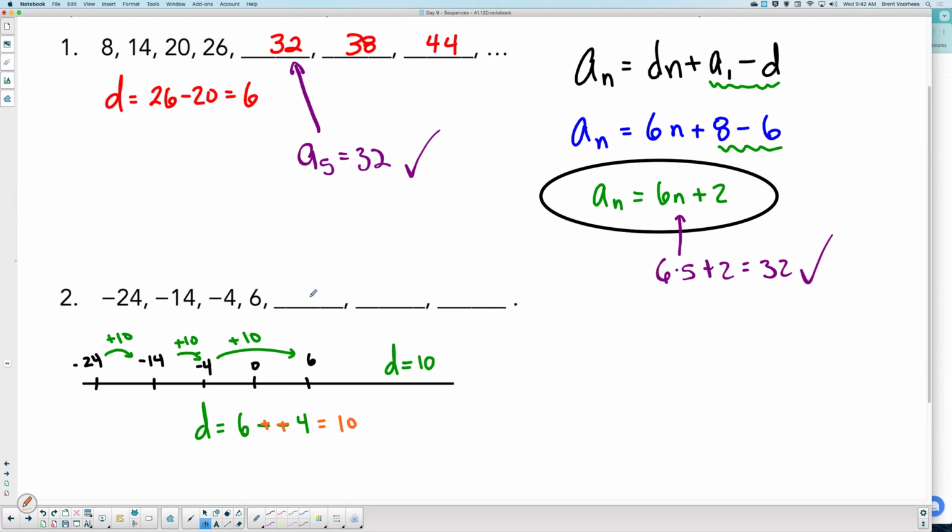So if this is a 6, what comes next? Okay, Leah's great. I want to make sure someone else now knows. If this is a 16, what comes after that? Anybody but Leah? 26. Anybody but Leah and Julia? 36. Good.